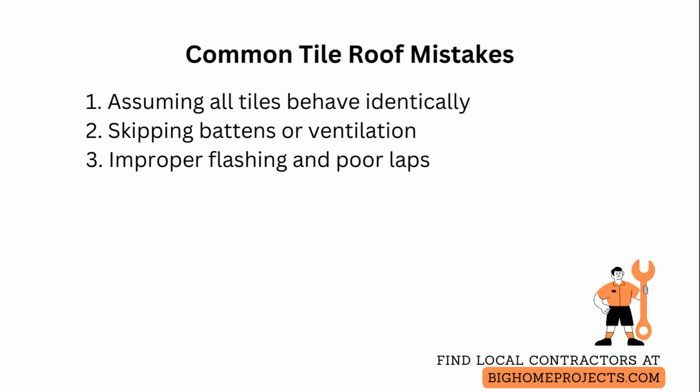Common mistakes are assuming all tiles behave the same. Different interlock types and profiles change minimum slope needs, so always check the specific tile instructions and adjust slope or underlayment accordingly. Another issue is skipping battens or ventilation, which leads to trapped moisture and accelerated underlayment wear. Follow the tile system layout and include counterbattens where needed to promote drainage and airflow.